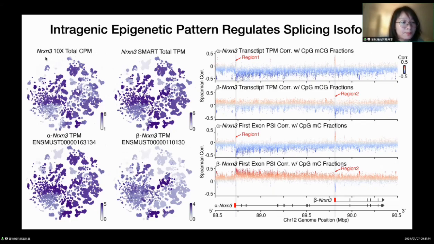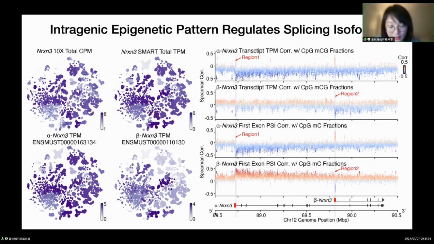And here the example is the Nrxn3 gene, which is a neuronal gene that has been shown to have diverse splicing in the different neurons. And we can see that the alpha isoform of this gene and the beta isoform, their expression levels are actually quite different in the cell subclasses. And so we wondered if the methylation might have a regulatory role in this isoform splicing. Here, each dot is a methylated cytosine site, and we are correlating its methylation level to the alpha transcript expression levels across all the cell subclasses.